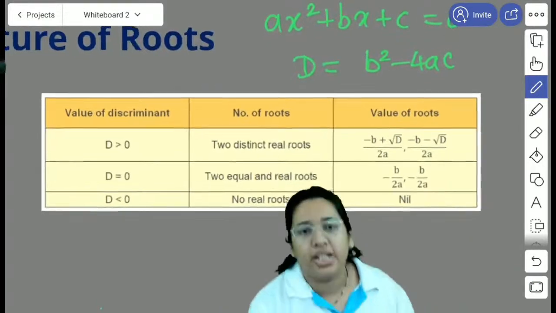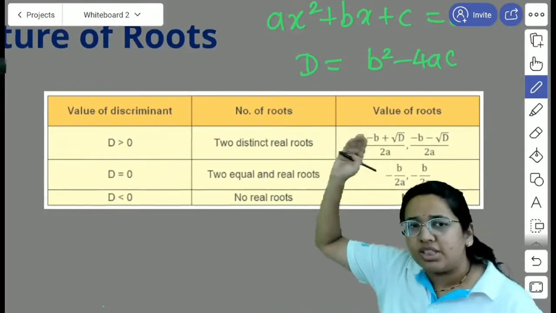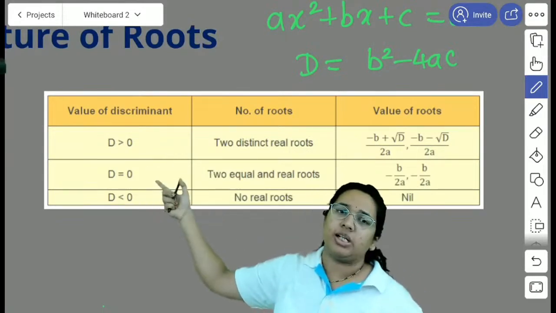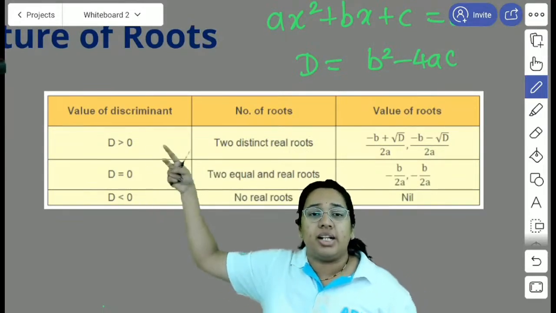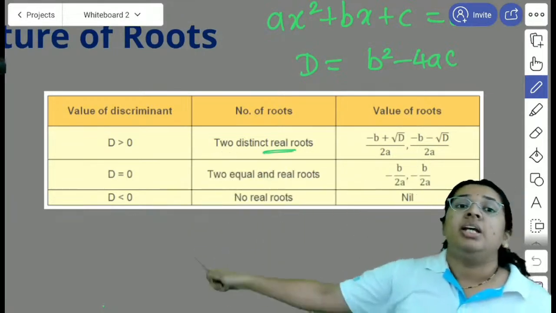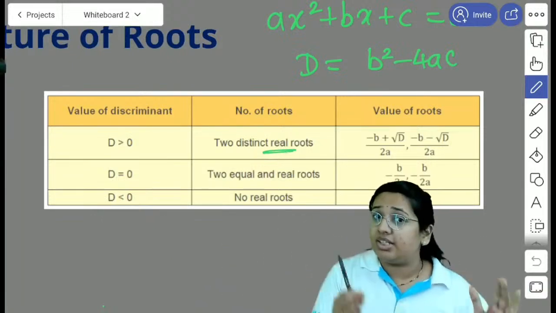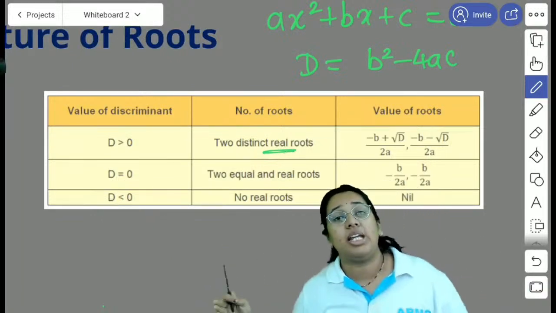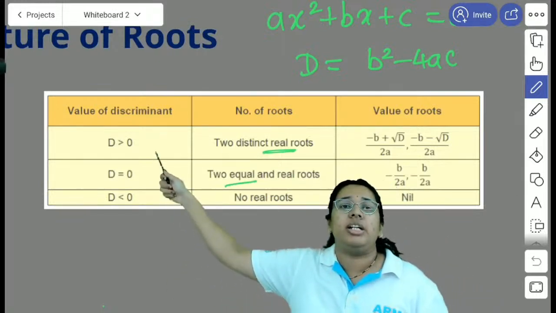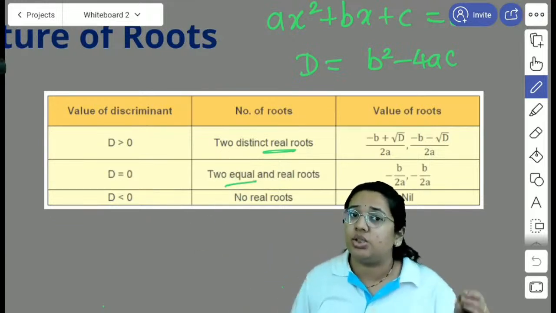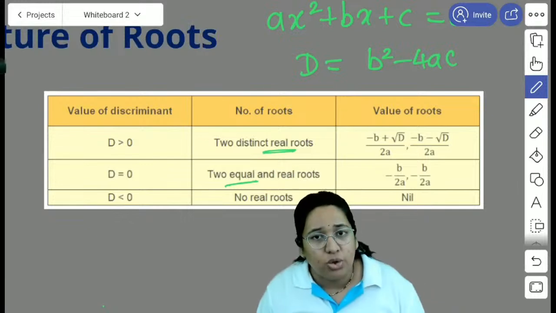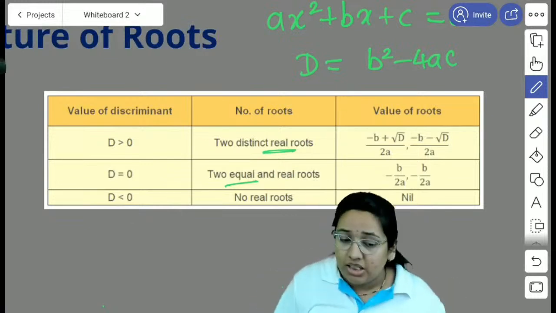And after finding out the actual value of D, you just have to check whether it is positive, negative or equal to 0. If it is greater than 0, then there will be two distinct real roots. If D equals 0, then there will be two real and equal roots. So if D is greater than 0 or D equals 0, for both cases you will get real roots. But if D is less than 0, then there will not be any real root.